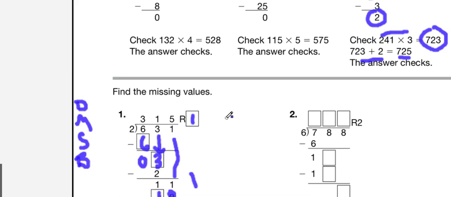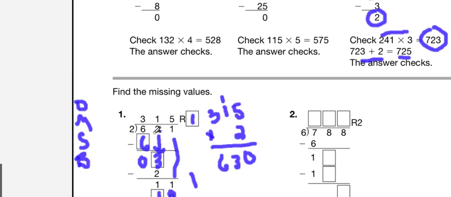There you go. And how do you check your work? You take your answer, 315 times 2. So 2 times 5 is 10. 2 times 1 is 2, plus the 1 is 3. 2 times 3 is 6. 630. Oh, wait, I'm off. Yes, because I have to add the remainder. So plus 1 is 631. There you go, boys and girls.